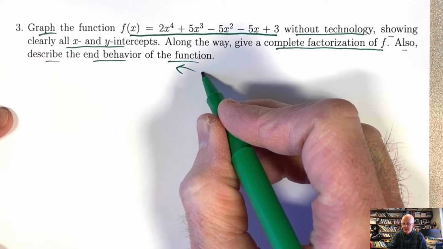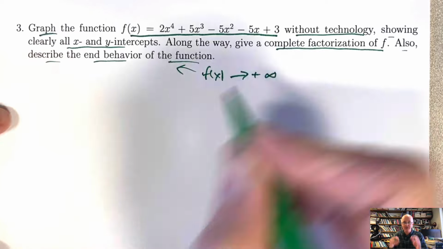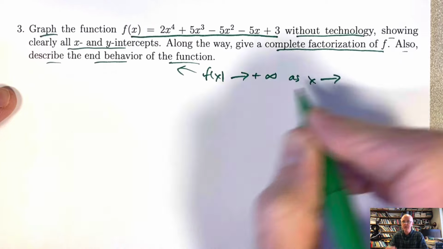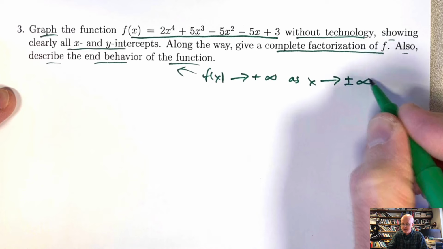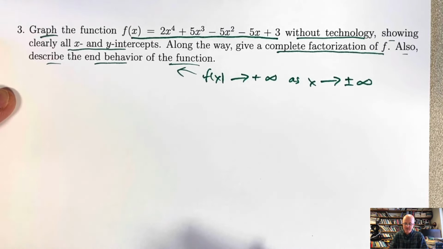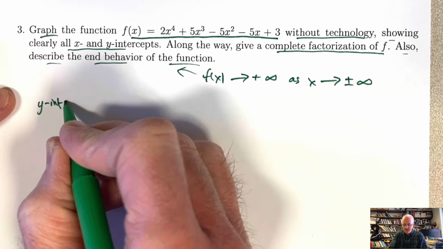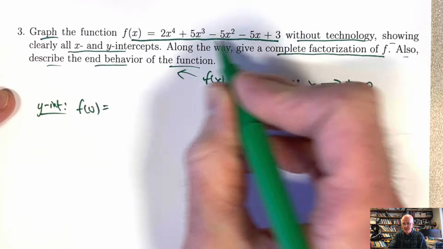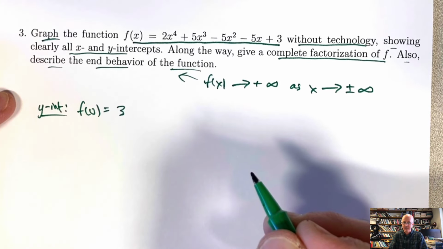You could write f of x goes to plus infinity, goes up forever and ever, as x goes either to the right forever and ever or to the left forever and ever, as x goes to plus or minus infinity. That is the end behavior. We can say that right away. With the x and y intercepts, well, again, the y-intercept is the easiest one. That is the function value when x equals 0. We plug in 0. We get a bunch of zeros except for the plus 3 at the end. That is going to be 3.